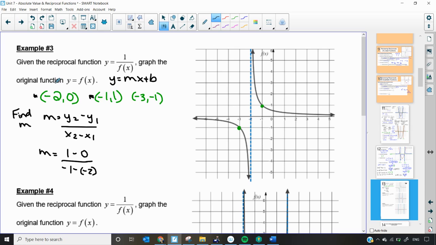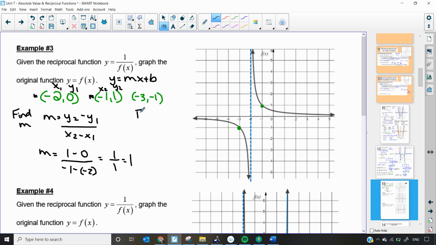Remember, when you're working with the slope formula, it might be helpful to label your points, x1, y1, and x2, y2. And so 1 minus 0 is 1, and negative 1 minus a negative 2 is a positive 1, so I have a slope of 1.